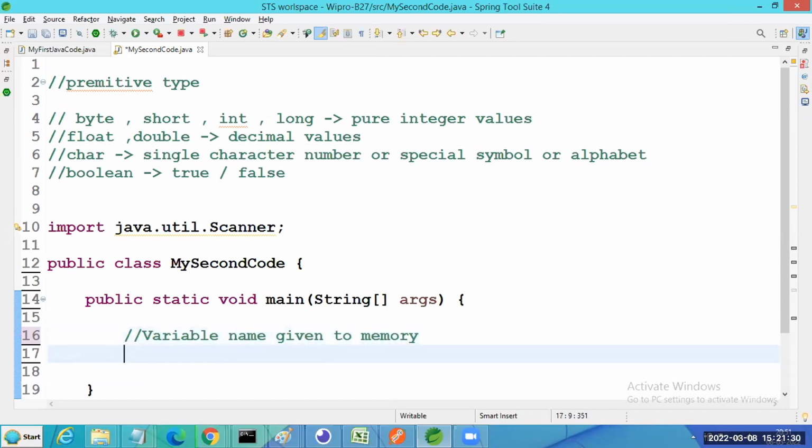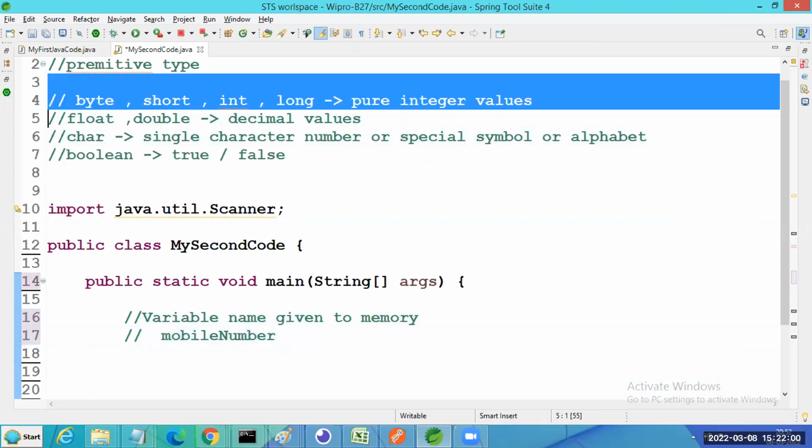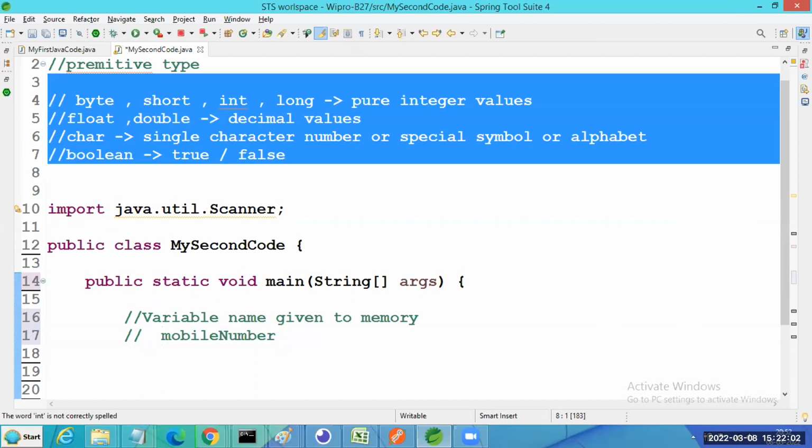Let's say the variable of type. It depends on the kind of data that we want to store. Based on that, we have to decide the data type of a variable. For example, let's say I want to store a phone number, called mobile number. What should I take as the data type out of these data types which I have shared with you?